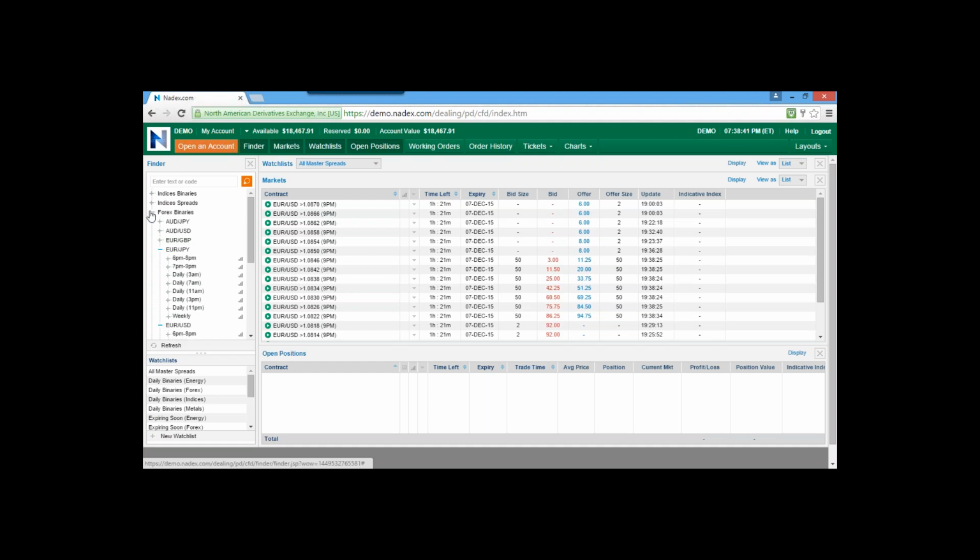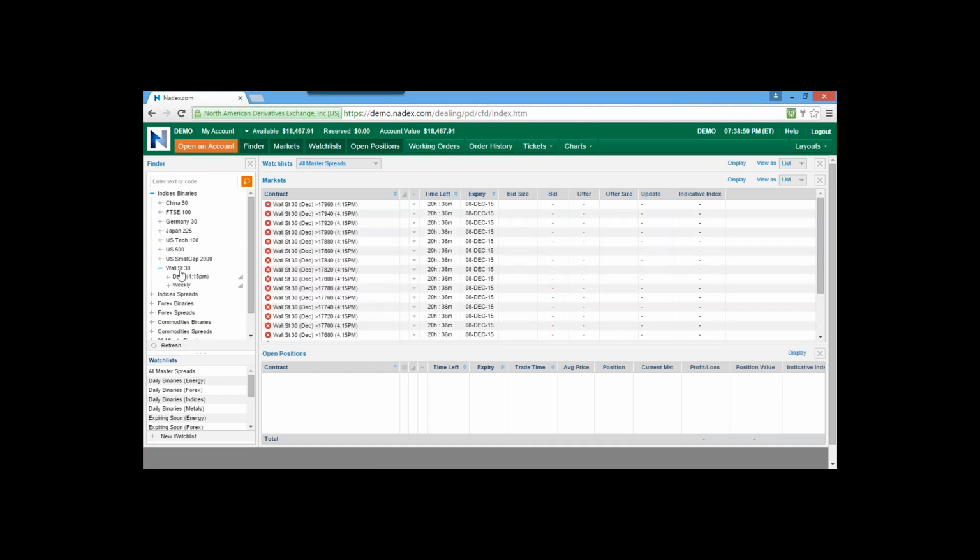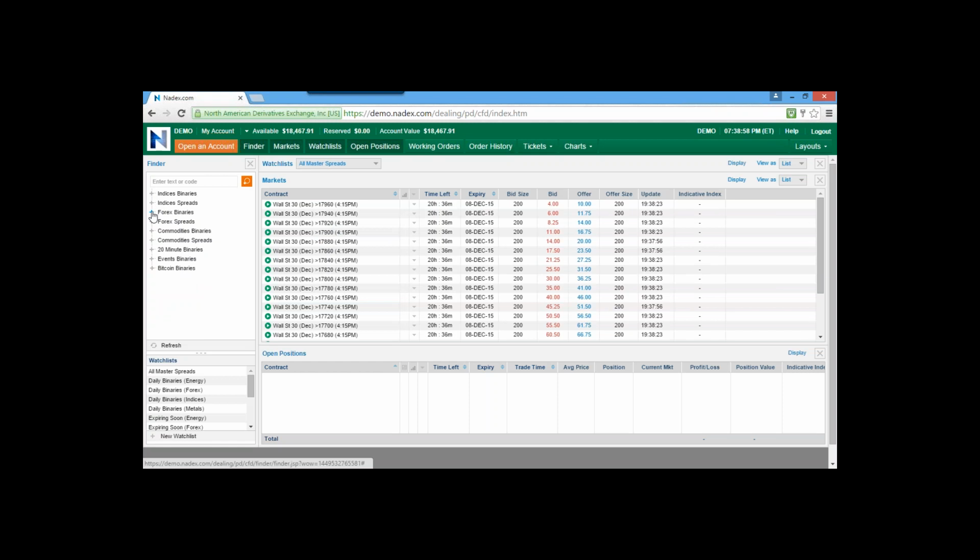If you're trading indices, like the Wall Street 30, which is the Dow, at 17,900, 1 tick is 1 tick. You know what I mean? If you're trading currencies, it all depends on what you have your chart set to there.